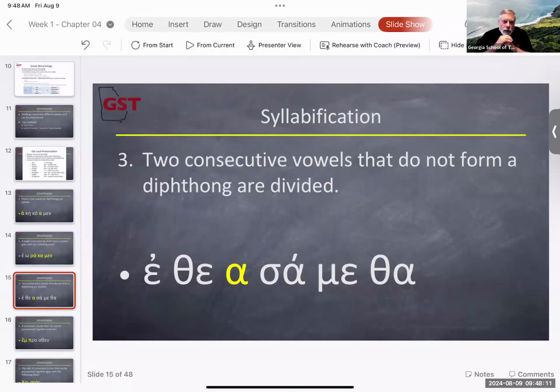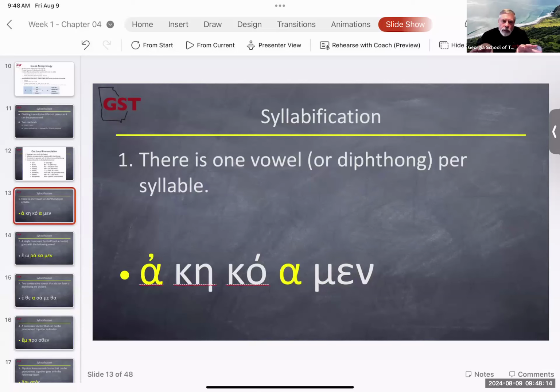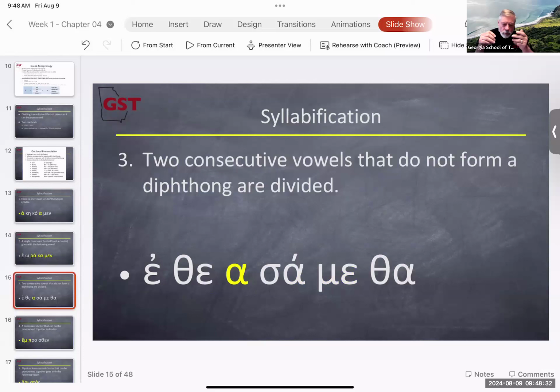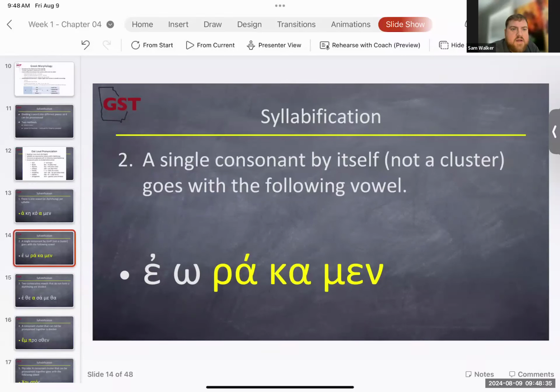Okay. So now you know that where there's one vowel or diphthong per syllable, right? And you also know now that when there's a single consonant, it is connected to a vowel that follows it, right? The rho and the alpha, the kappa and the alpha, and the mu and the epsilon. So with that consonant right there, say where that rho is with the alpha, if that was a diphthong, you would put the rho, the alpha, and the iota together before the kappa.